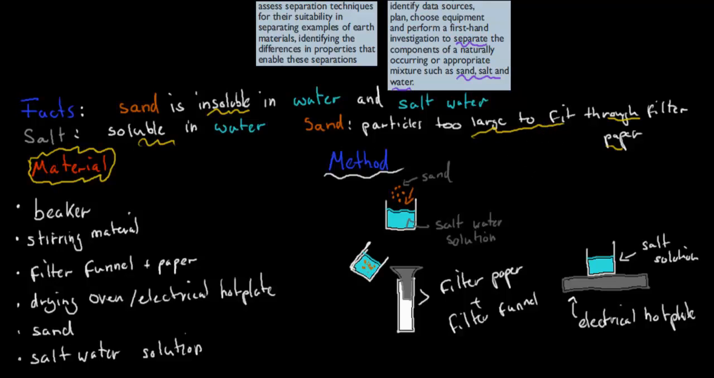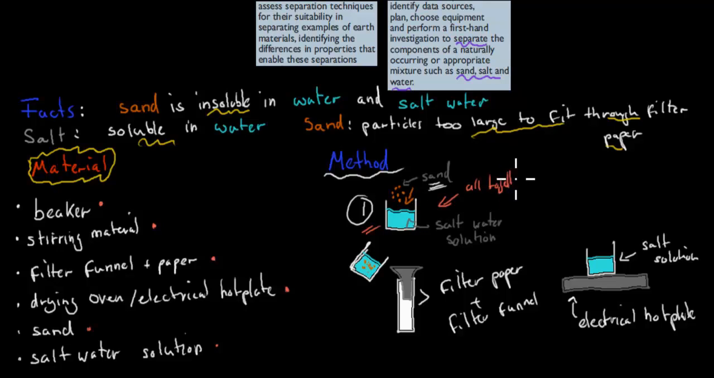So what you would have had in class is something similar to this. You would have had a beaker, stirring material or a stirring rod, filter funnel and paper, drying oven or electrical hot plate, sand, and salt water solution. Your first step would have been to put in the sand. So these brown dots are supposed to be sand. Put the sand into your salt water solution. So now we have sand, salt, and water all together.